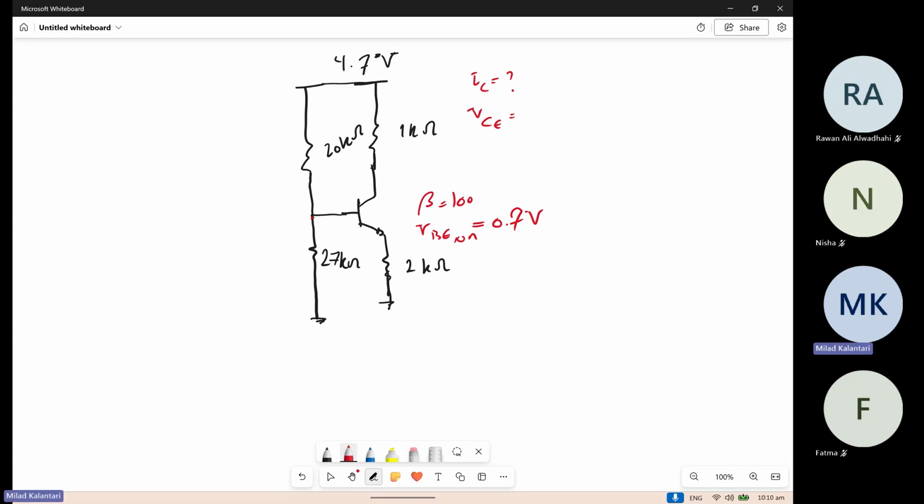Let's try to find the collector current. The supply voltage is 4.7.